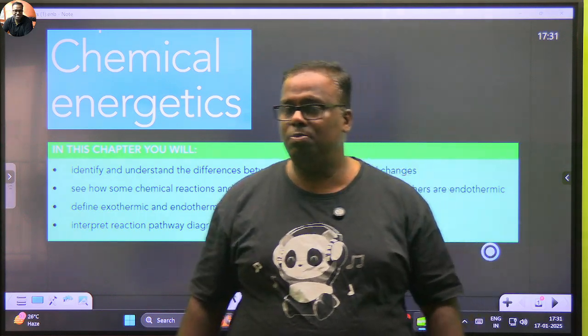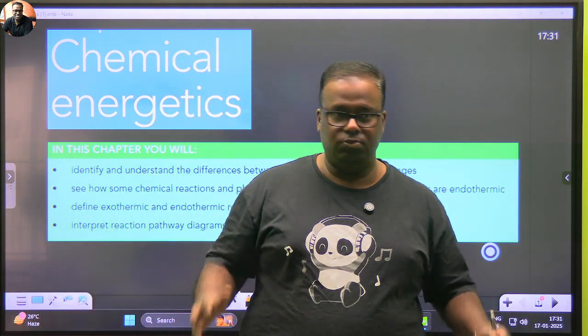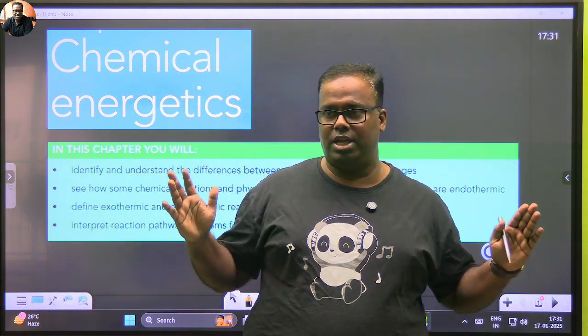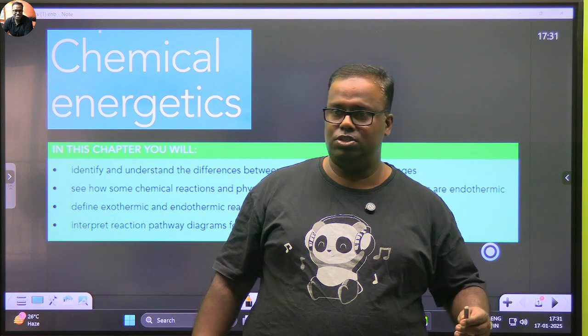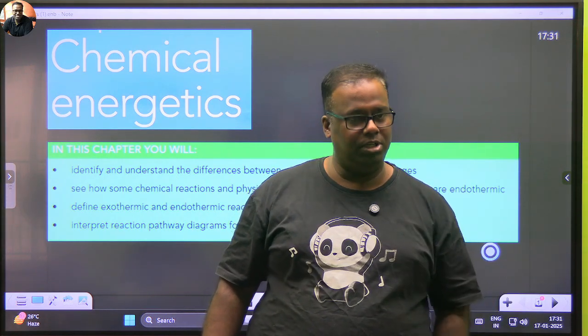Then we also came upon the concept of system and surroundings. The chemical reaction itself is the system. We study everything from the perspective of the reaction, whereas the surroundings involve the test tube, the reaction mixture, the air around the test tube body, as well as the thermometer inside it.